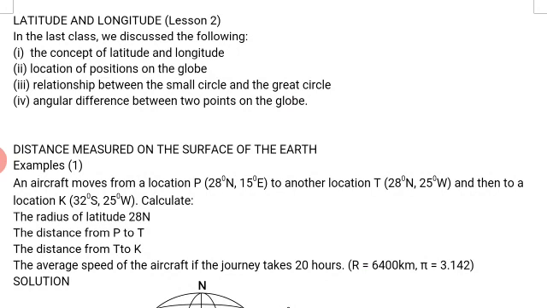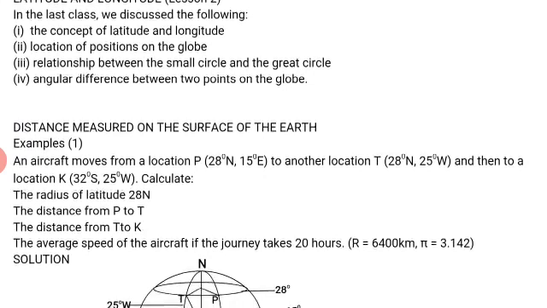Inshallah, we are going to continue with our discussion on latitude and longitude. But before we proceed, let's quickly have a review of what we discussed in the last class. We discussed the concept of latitude and longitude. We said lines of latitude run from the east to the west of the globe, while lines of longitude run from the north to the south of the globe. We also discussed the location of positions on the globe.